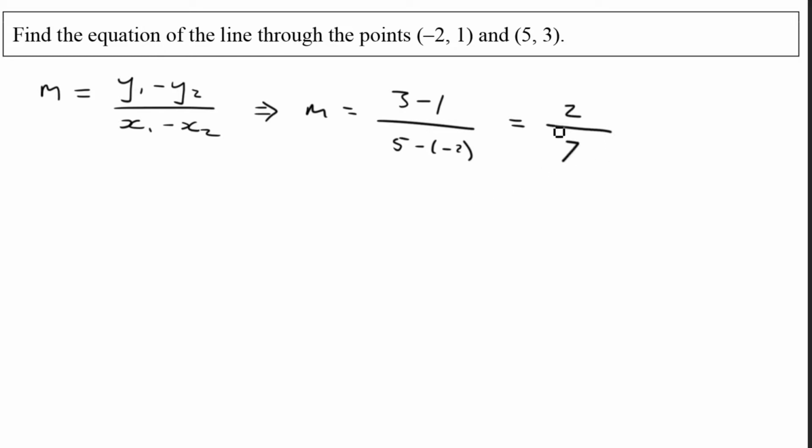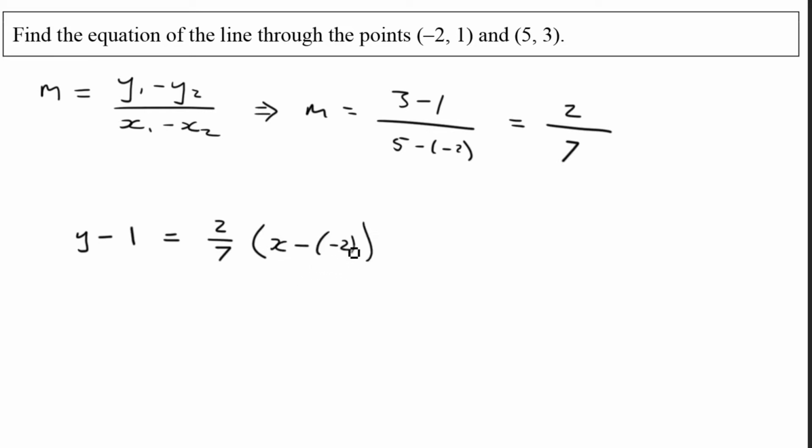Right, now we've got a gradient and we've got a point. In fact, we've got 2 points. Which one should we use? It makes absolutely no difference. So let's go for the first of these, the -2, 1. The equation of the line, therefore, is y subtract the y coordinate of that point is equal to the gradient, we've just worked out to be 2/7, into x subtract the x coordinate of that point.